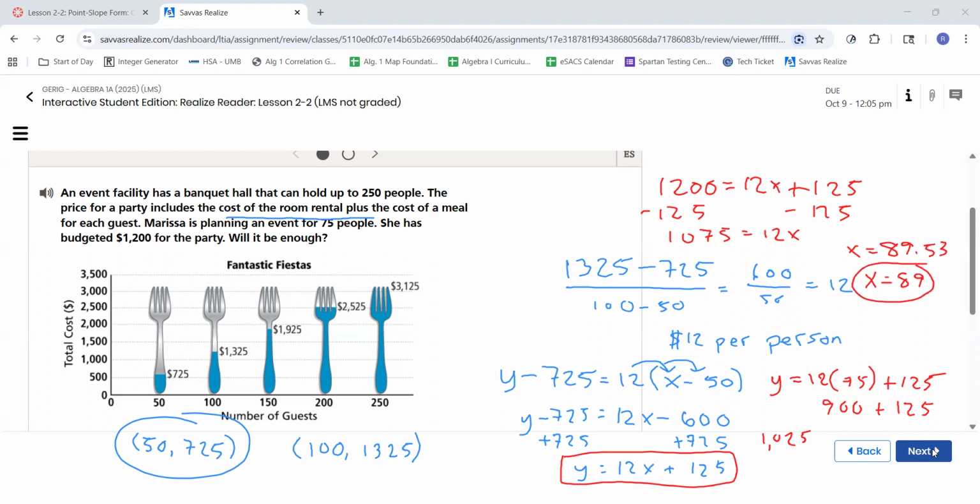Okay. So you can see the connection, hopefully, between point slope and slope intercept. They do connect very nicely. Okay. Hopefully this was helpful. Let me know if you have any questions. We'll spend the beginning of the day tomorrow going over a few questions from the homework.